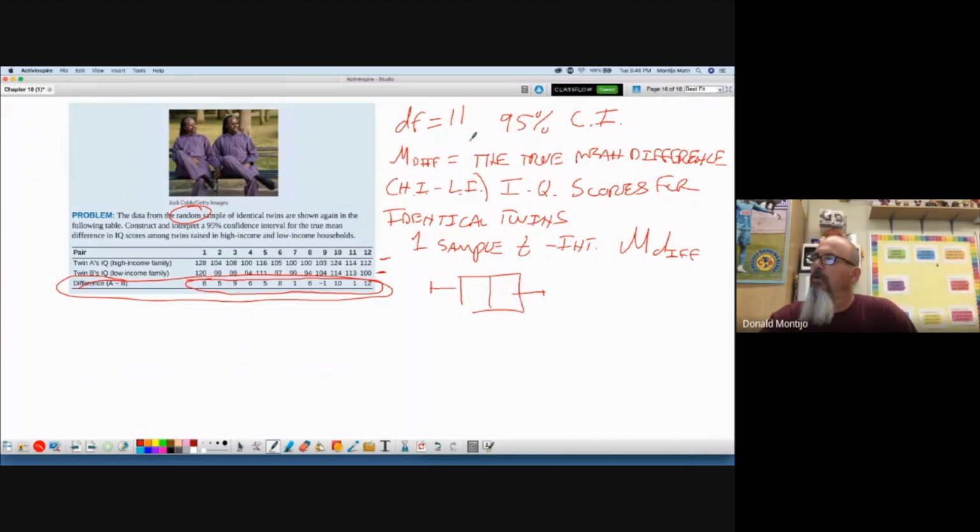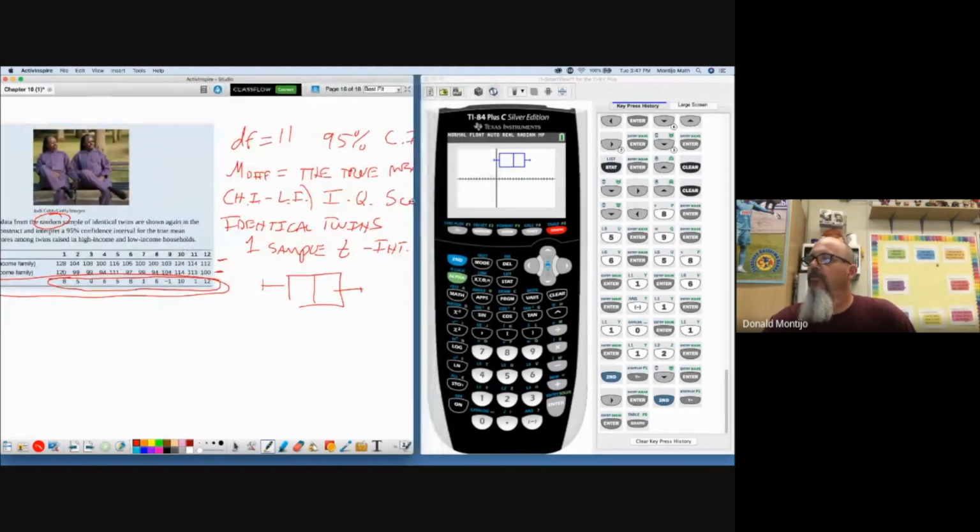Okay, so what are we going to do? We're going to estimate the true mean difference in the IQ scores for high income versus low income. Are we allowed to do it? Yeah, they told us it's random. There's more than 120, and the box plot shows that the data has no outliers or strong skewness. So we're allowed to do it. Now let's do it. Well, let's let the calculator do this one for us.